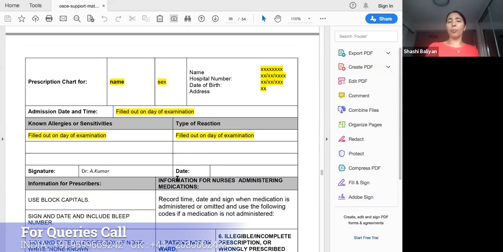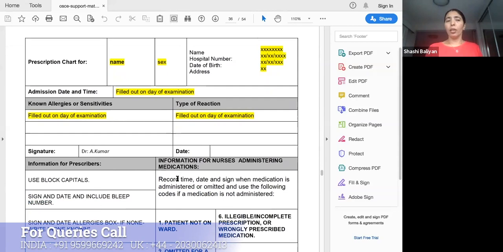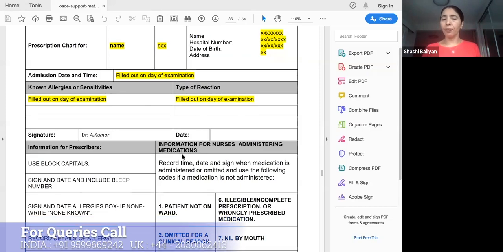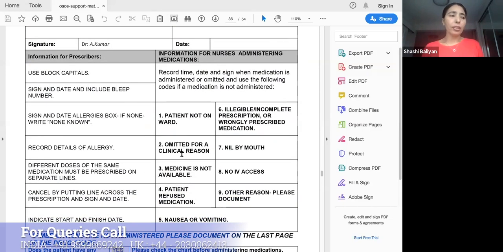So this is how a typical drug chart is going to look. There is a prescription chart with the patient's name, their gender, and their other hospital details over there. Their admission date, and you find out about the allergies and the type of reaction that they get. And the thing that I was telling you, that they usually will have a place where they will say the common reasons for not administering the medication. This is what it is.